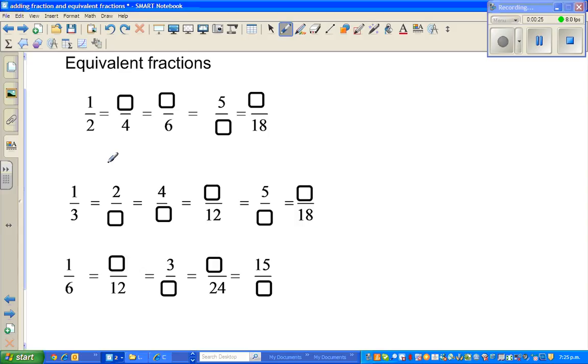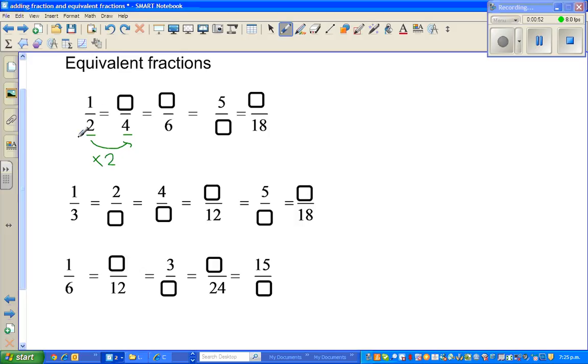So this question is: 1/2 is how many quarters? So I look at 2 and 4, and I think like this, 2 times what gives me 4? So I know 2 times 2 is 4. So you do the same thing to the top number.